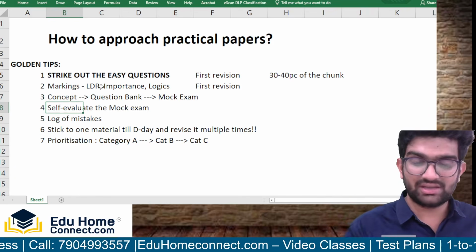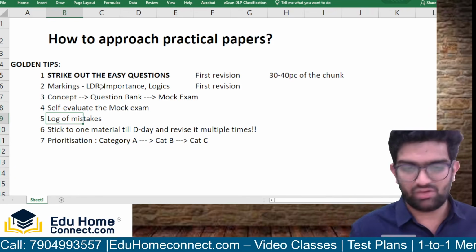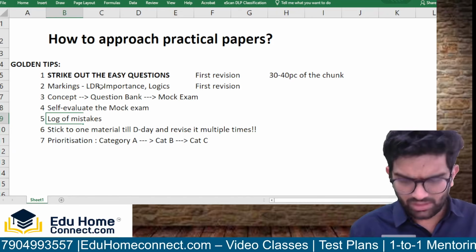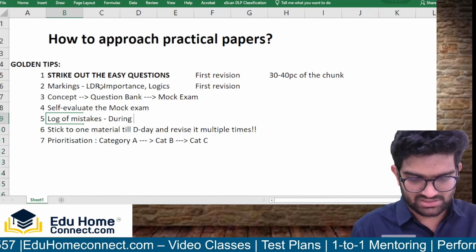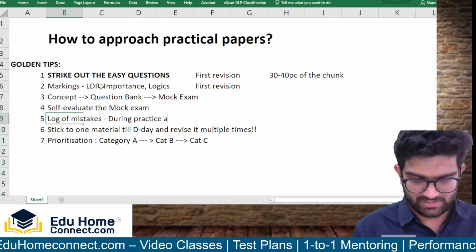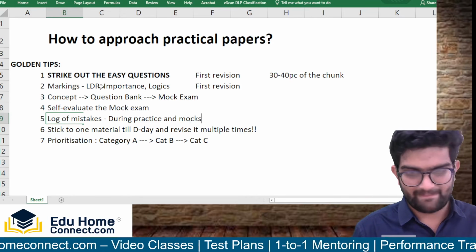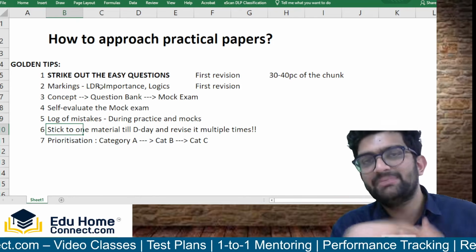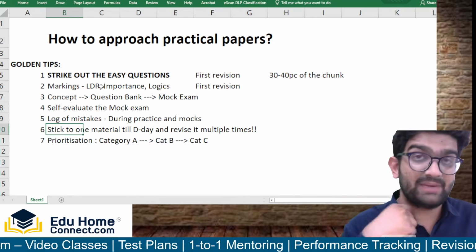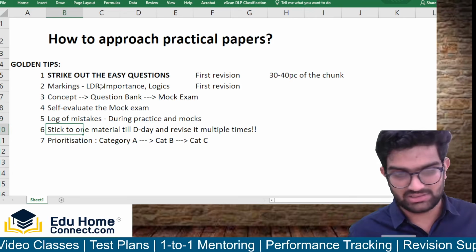Now to ensure that they are not being repeated, you need to maintain a log of mistakes. And this is both during practice as well as during exams. So maintain a log of mistakes and keep revising them so that you do not repeat those mistakes.